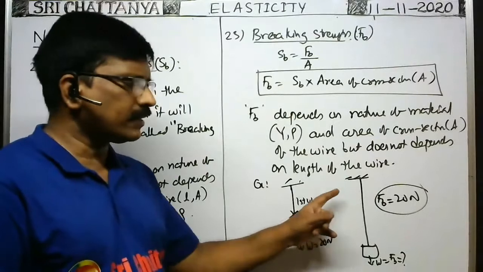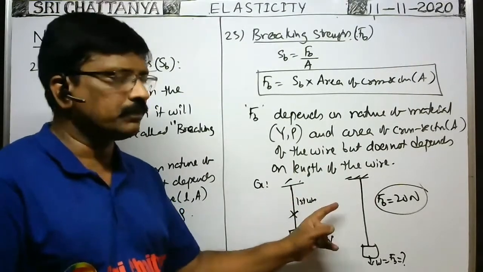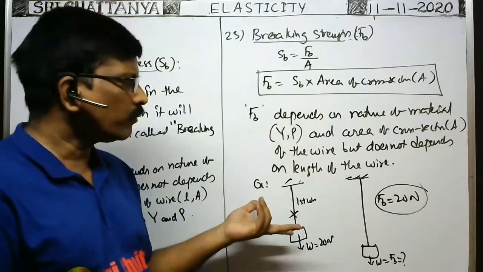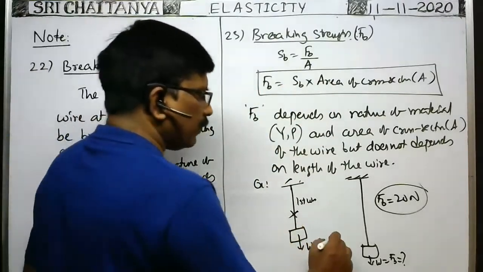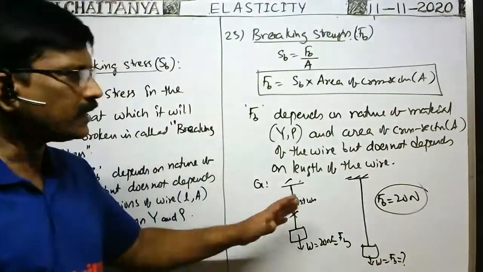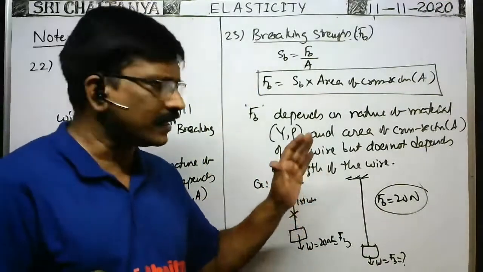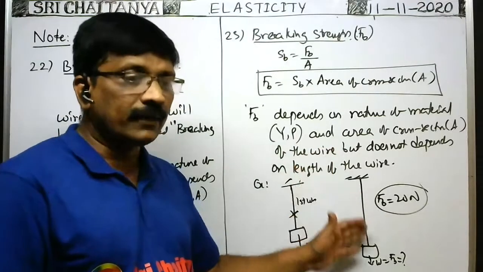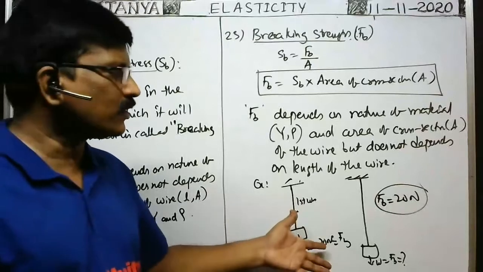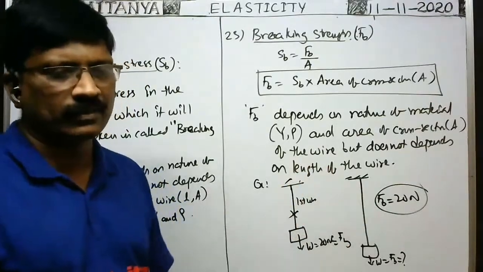That's why the area of cross section is the same, made of the same material. That's why stress at breaking, SB, is the same, the area of cross section is the same, then FB is also the same now. For this also the breaking strength is 20 Newton only. So from this it is clear that breaking strength does not depend on the length of the wire. It depends on area of cross section and nature of material. If those two do not change, breaking strength does not change.